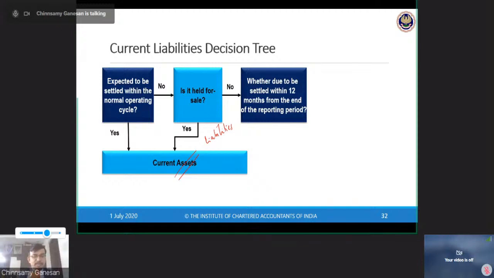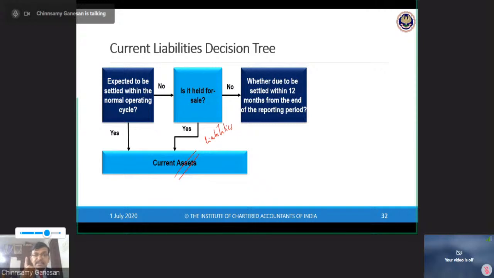But whether it is due to be settled, yes, it is already due to be settled. To that extent, the trade payable, based on the terms and conditions with the supplier, I have to treat as a current liability. Due to be settled is different. Expected to be settled is different.